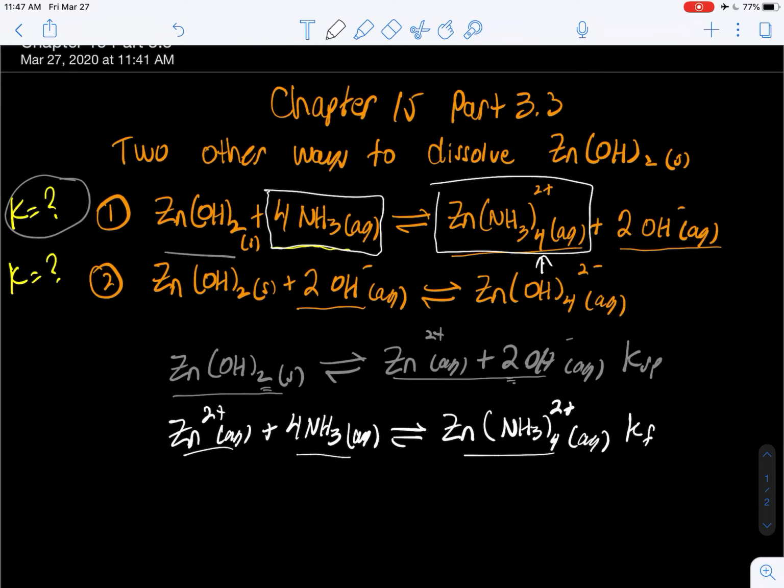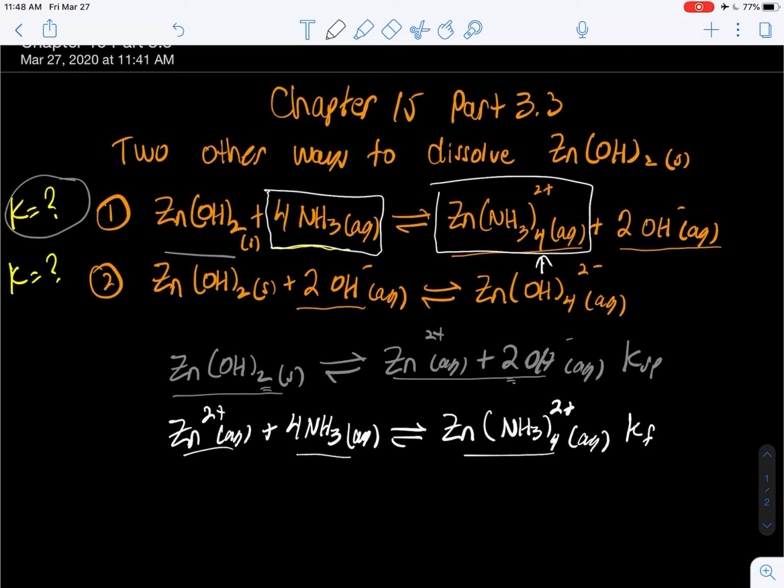Now you'll see how we can quite straightforwardly add these 2 equations together. When you add them, you can see that zinc ion, one on the right and one on the left, will cancel out. To do this, you just put all the reactants on the reactant side of the chemical reaction.